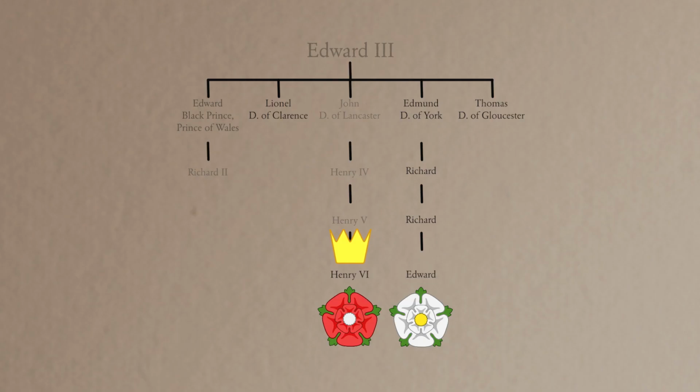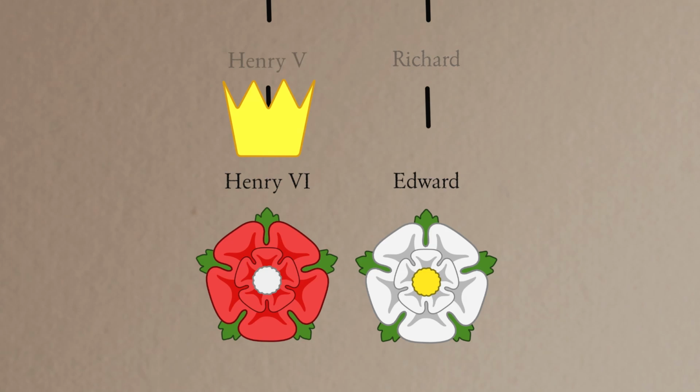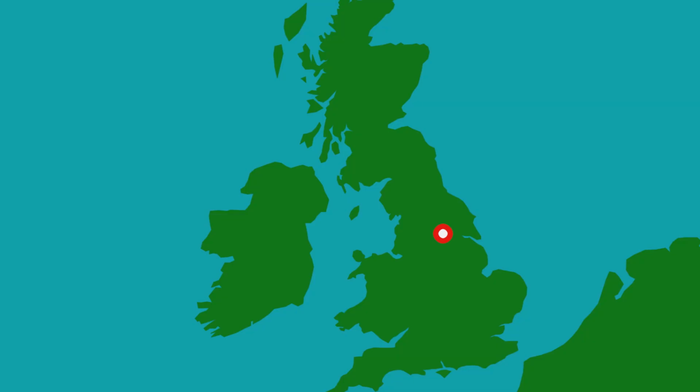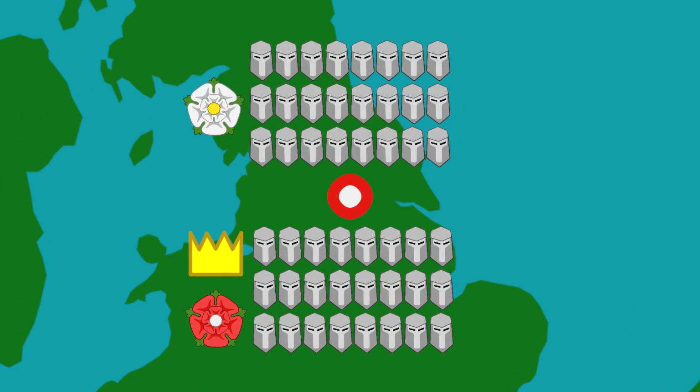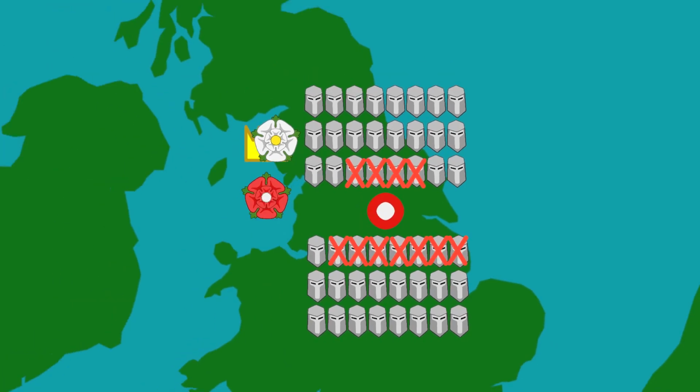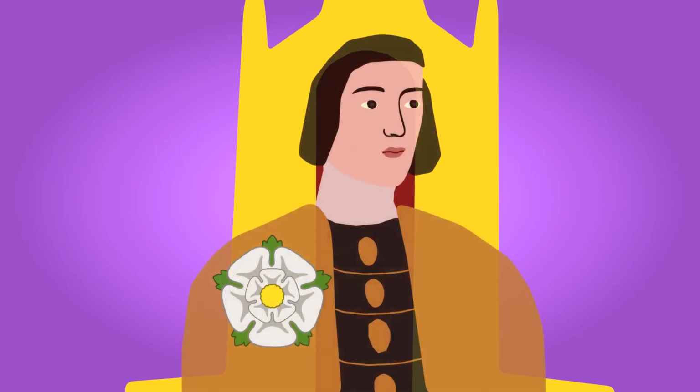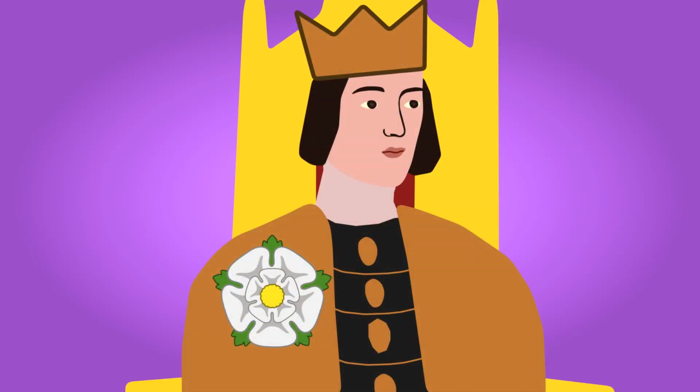In 1460, at the Battle of Wakefield, Richard was killed and his son Edward inherited his claim to the throne. The following year, the Battle of Towton took place. Around 50,000 soldiers fought for 10 hours, resulting in the loss of approximately 10,000 soldiers, and a decisive victory for Edward. Henry fled the country and Edward was crowned Edward IV, the first Yorkist king.